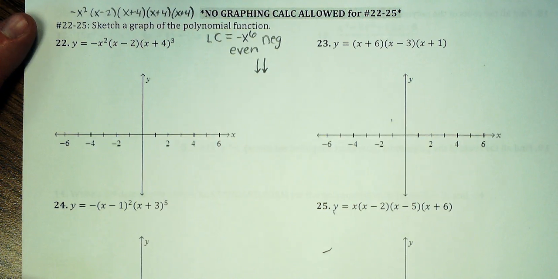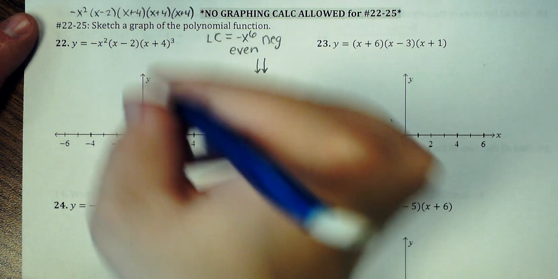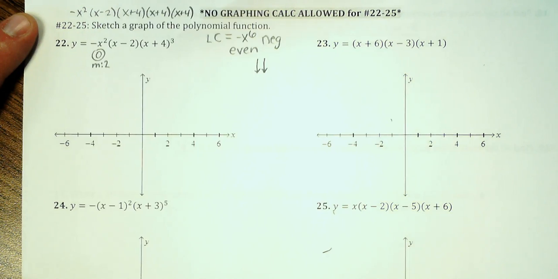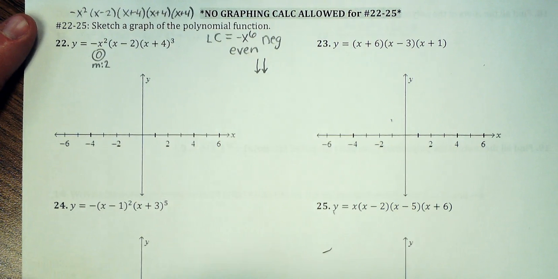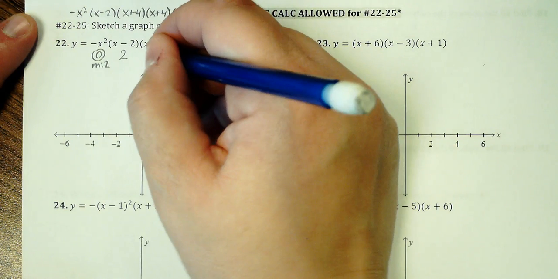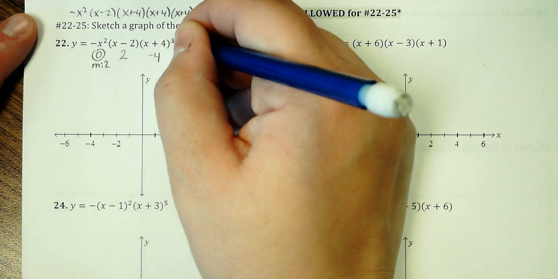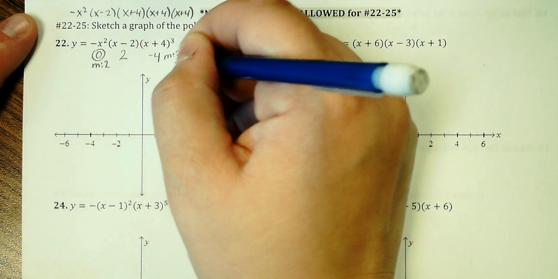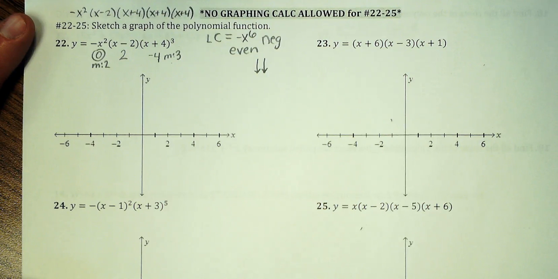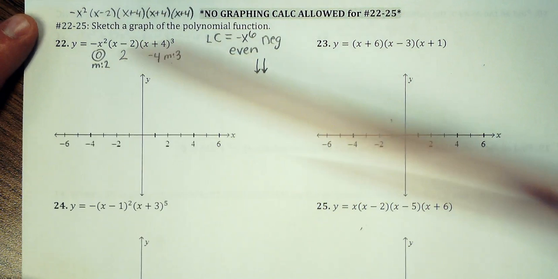So the next thing I need to do is determine my zeros. So here I'd have a 0. This has a multiplicity of 2, so that's an even multiplicity, so that's going to cause a bounce. I have just a positive 2 here, no bounce of any kind, and I have a negative 4. This multiplicity is 3. If the multiplicity is odd, it goes through the x-axis. If it's even, that's what causes the bounce.